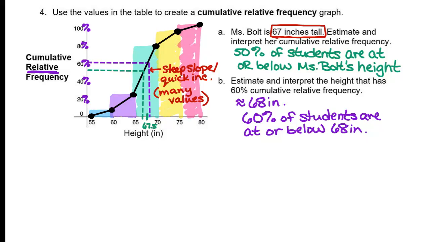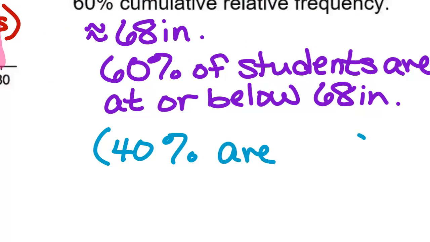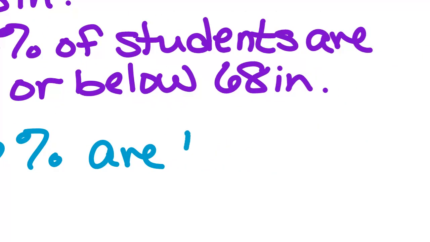Or I could have said something that means the same but sounds a little bit different. If I say that 60% of students are at or below 68 inches, I could also say, what about people taller than them? 40% would be taller. Did you have a question, Jerry? Yeah. 40% are taller than 68 inches.